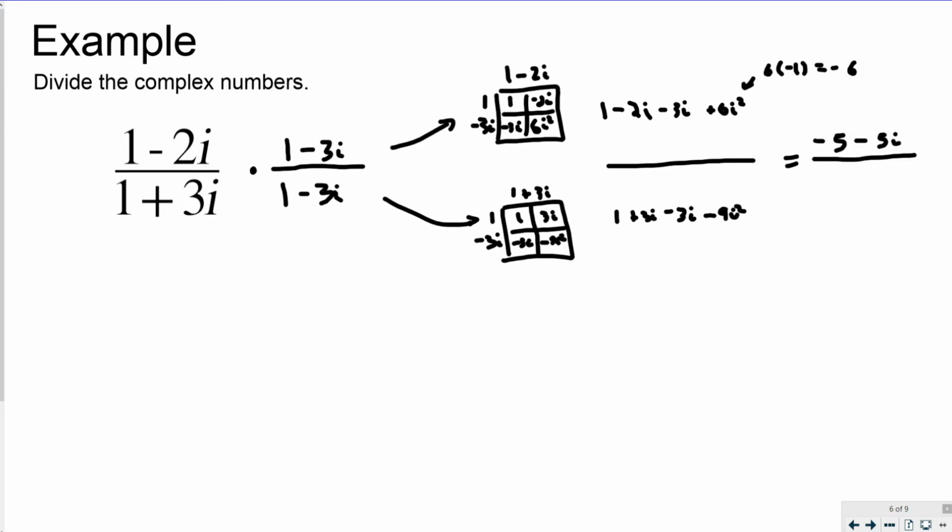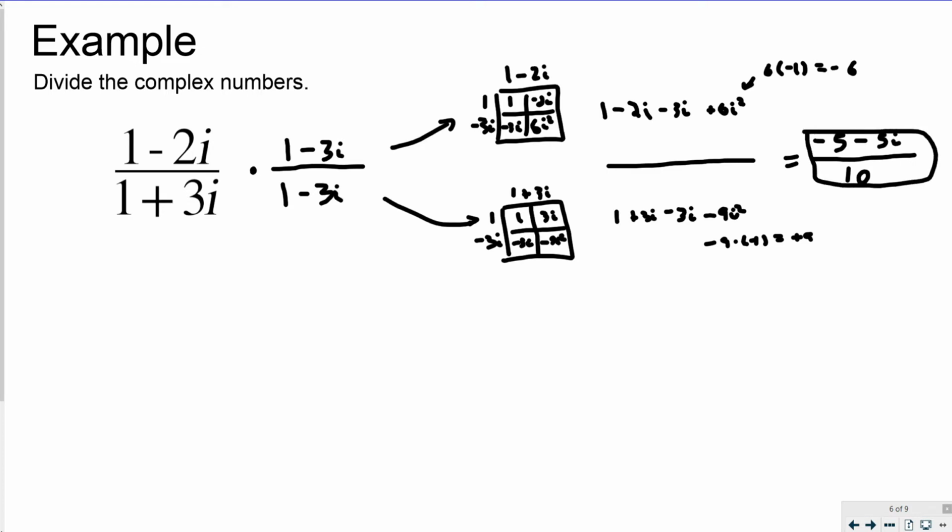And the other one, 1 on the bottom, 3i and negative 3i cancel out. And then negative 9i squared is like negative 9 times negative 1, or positive 9. So 1 plus 9 on the bottom gives me 10, and I'm going to move it to the middle of my fraction. And that's it. That's my answer. It is negative 5 minus 5i over 10.